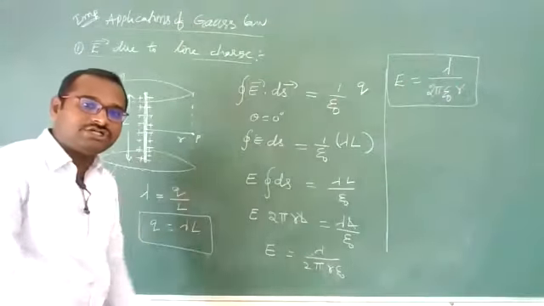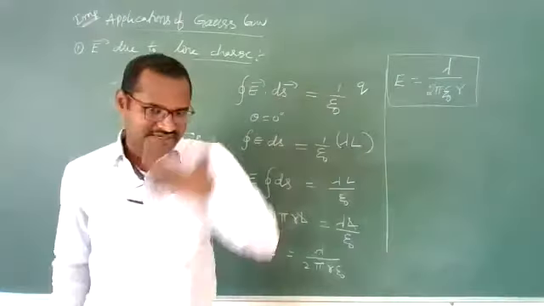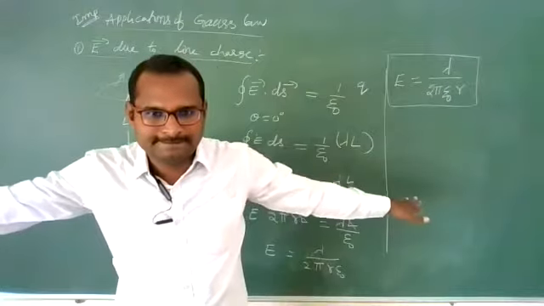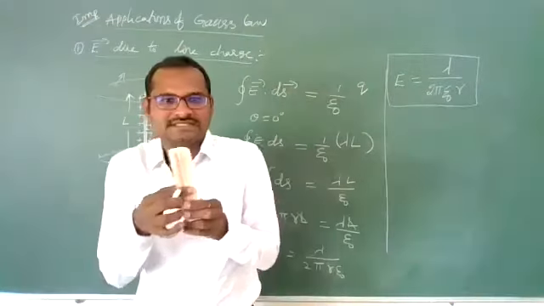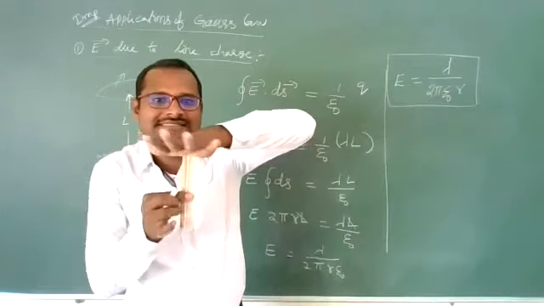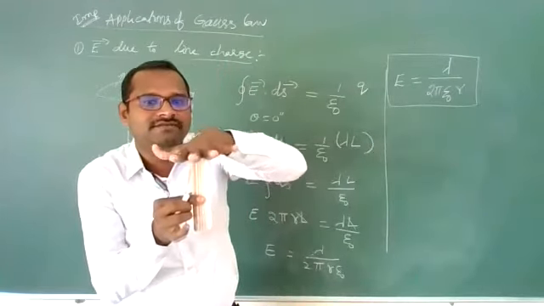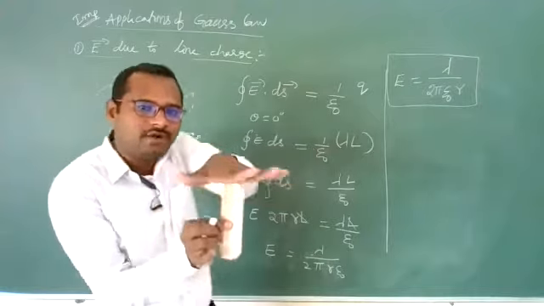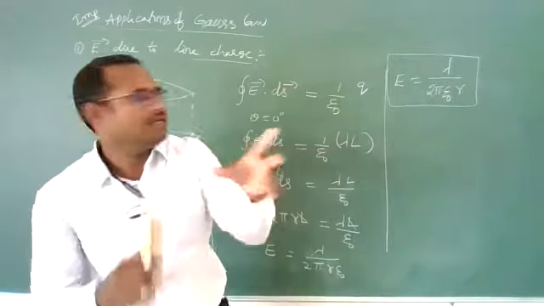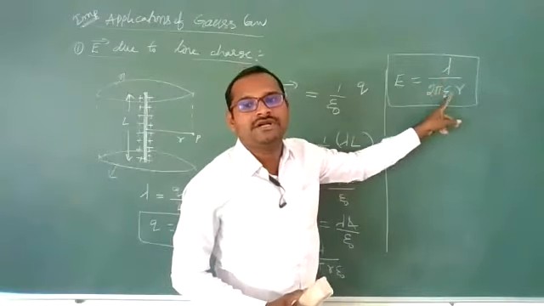And the direction of the electric field will be from that line charge, radially outward in all directions. It cannot be upward, it will be like this only, in all directions. Are you getting it? How much is the value at a distance r? It is lambda by 2 pi epsilon naught into r.